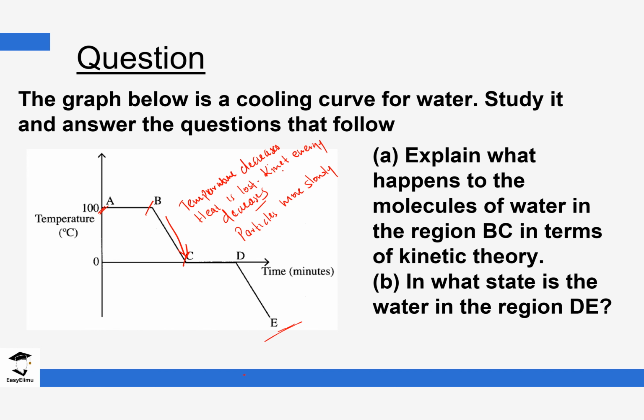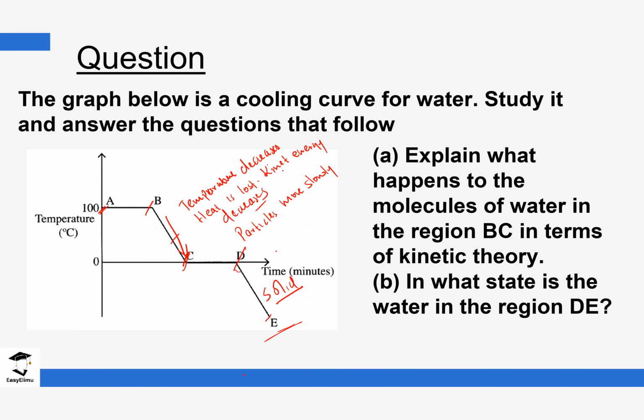And then finally, in what state is the water in region DE? So in region DE, remember here it's in liquid state. So in CD, it's liquid. So region DE is already turned into solid state. So that is the state in region DE.